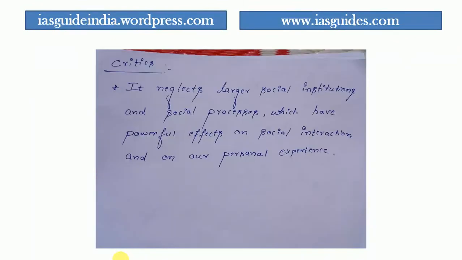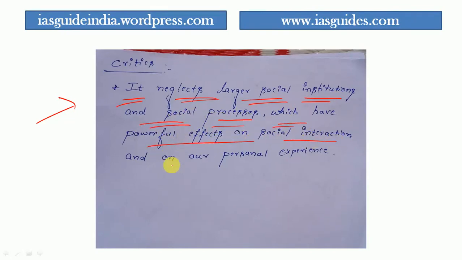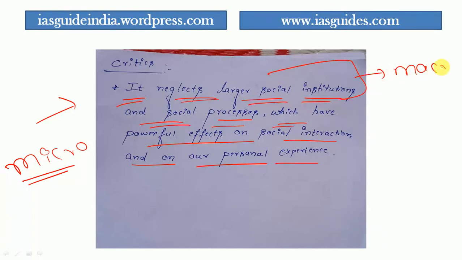And let's see what the criticism of this one is. The criticism is that the interaction perspective neglects larger social institutions and social processes, which have powerful effects on social interaction and on personal experience. As I have told earlier, the interaction perspective always focuses on the micro level, not on the macro level. That is the limitation of this perspective. It will neglect the larger social institutions, that means the macro social institutions, and always concentrate on the micro level.